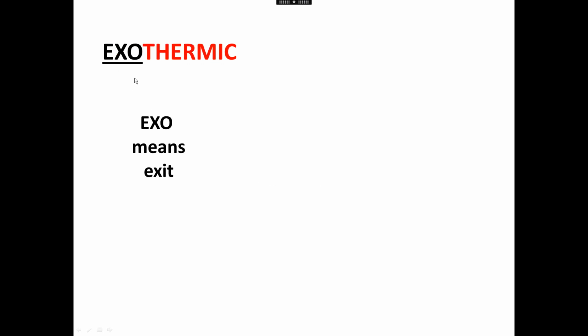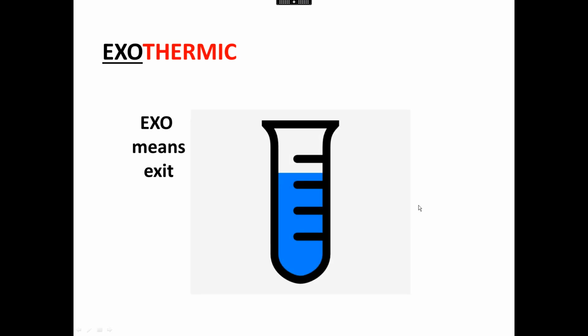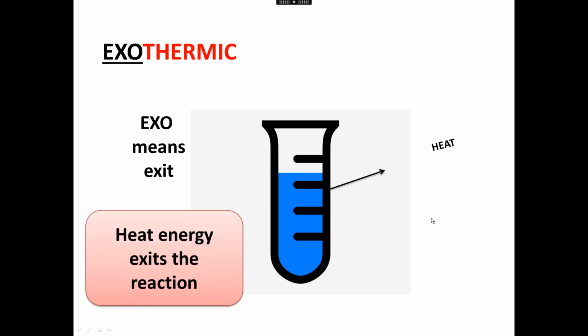Now, exo means exit. So the heat exits the reaction. So heat energy is exiting the chemicals. And we call that exothermic. So when a reaction gives out heat energy, the heat is exiting the reaction: exothermic. So an exothermic reaction is when heat energy is given out by a reaction. Heat energy exits the reaction.